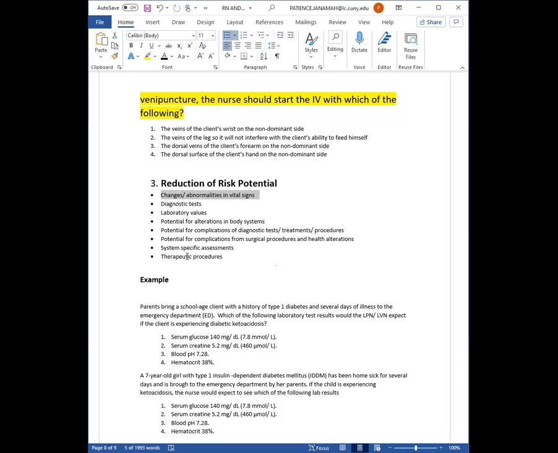System-specific assessment. If you remember this, I told you, especially those I did the GI system with, I said system-specific. You want to know that the symptoms that are presented in GI will not be the symptoms presented when the cardiovascular system is affected. So system-specific. Therapeutic procedures. Now let's answer this question.